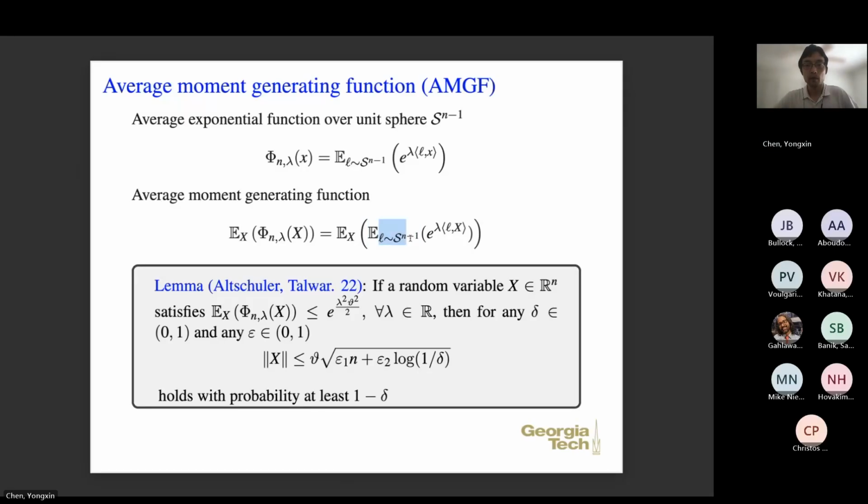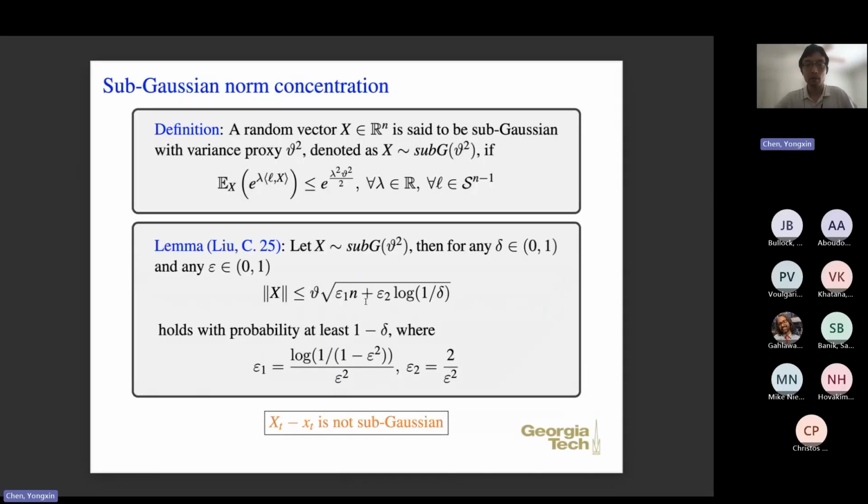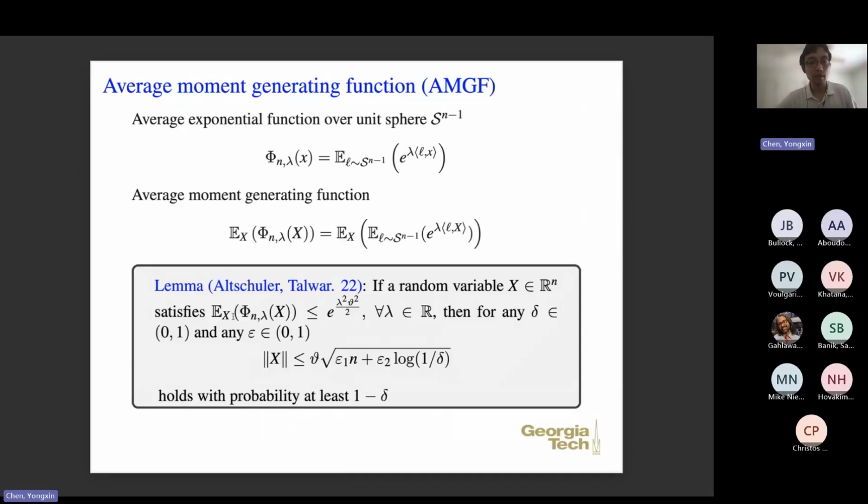What's interesting is that if a random variable satisfies this condition, which I will explain, and which is a relaxation of the sub-Gaussian distribution, then the norm of x shares exactly the same concentration, which means this inequality is the same as the previous one. But what's good is that this condition is much weaker than the sub-Gaussian assumption. Sub-Gaussian requires this moment generating function to be less than this quantity for any L.